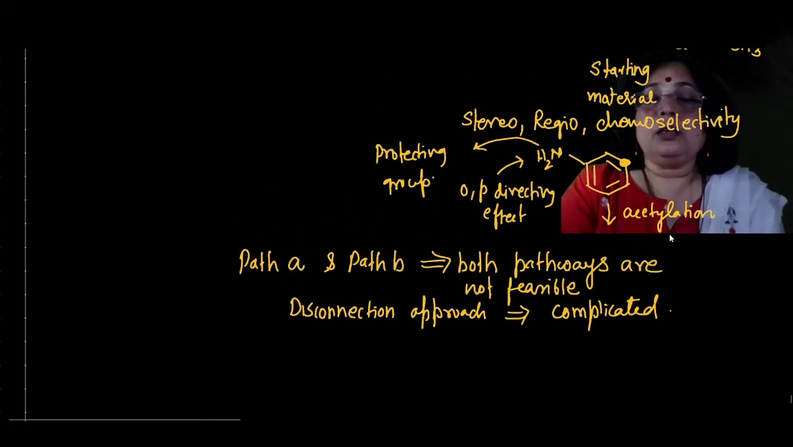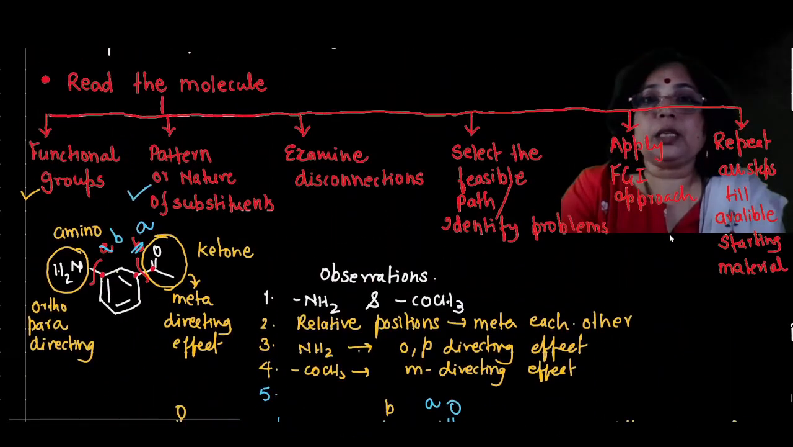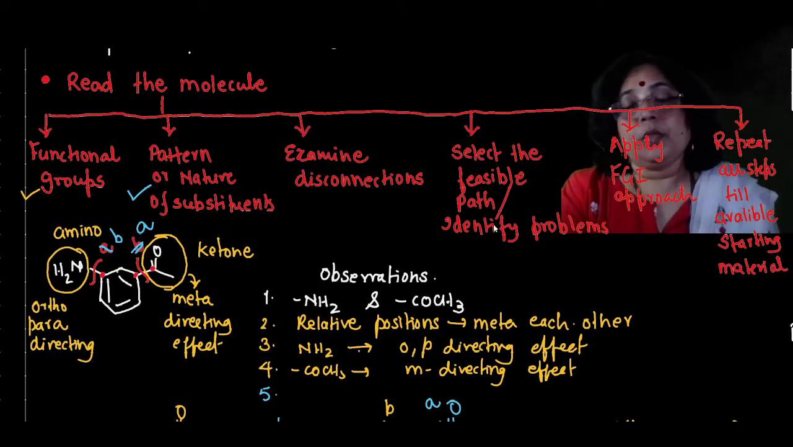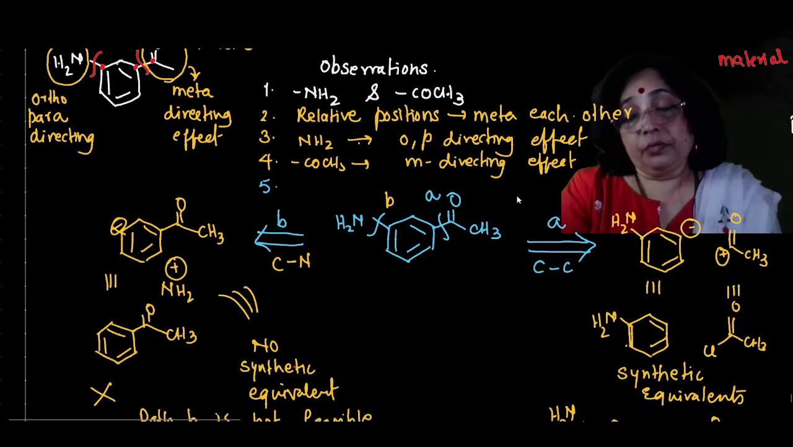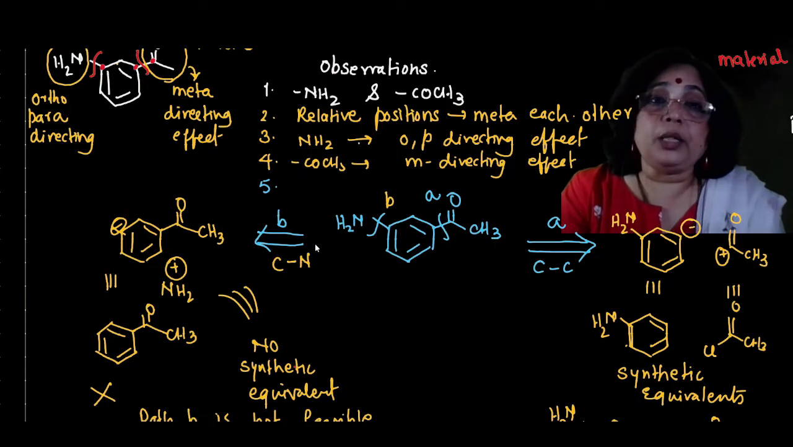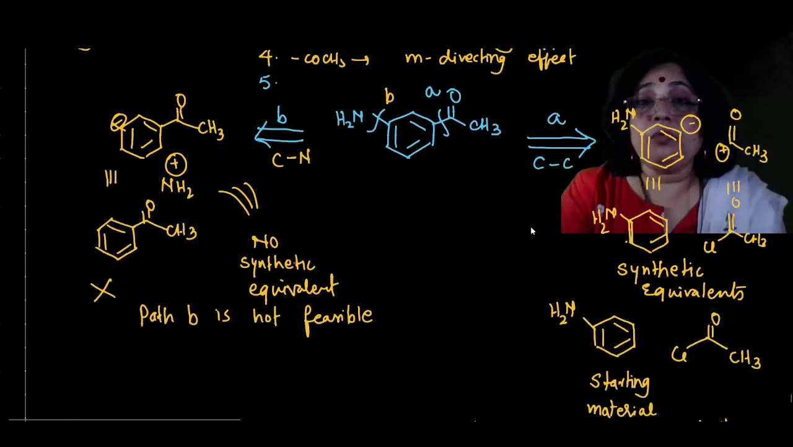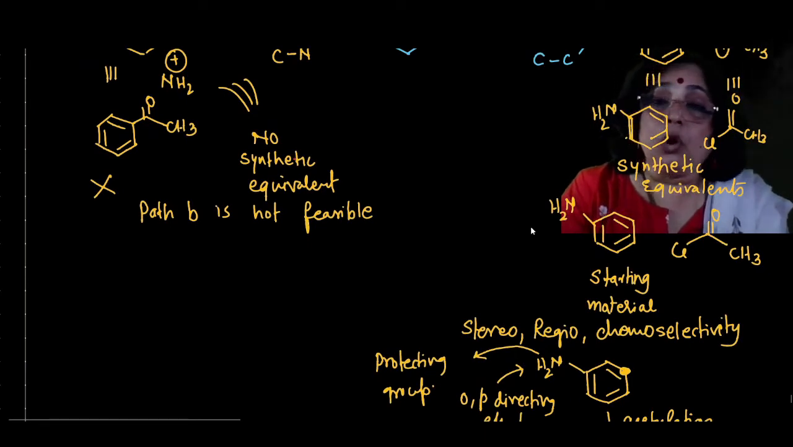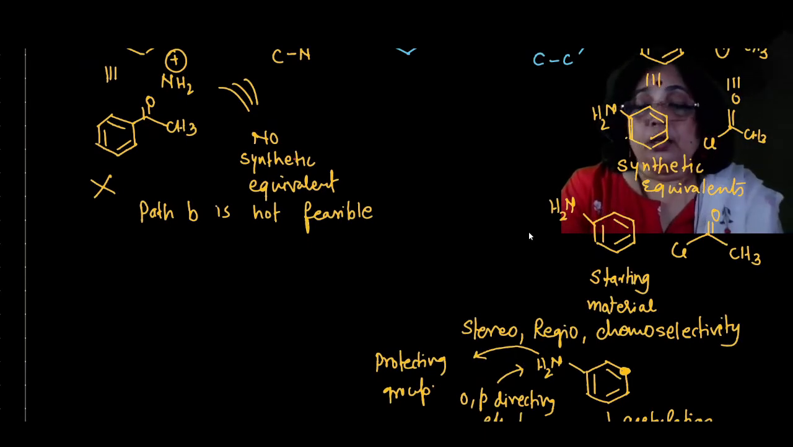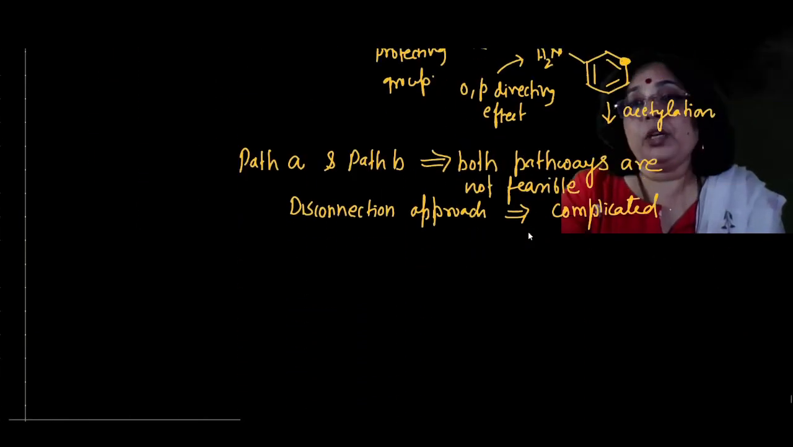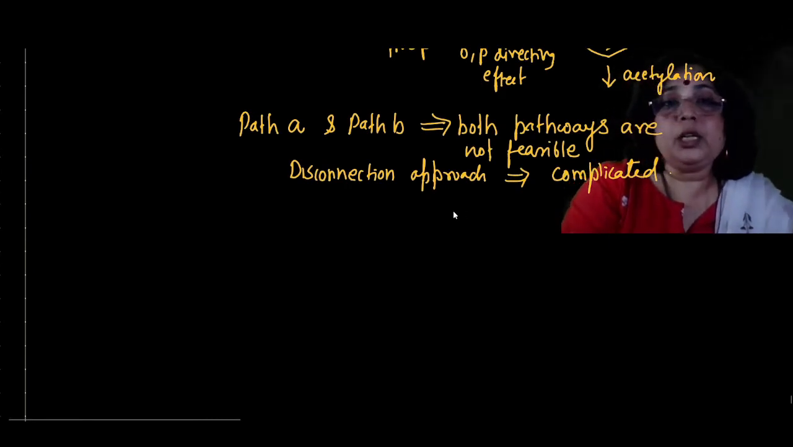Now let us move towards the next criterion, that is, select the feasible path and identify the problem. We tried to select the proper pathway, but we found that no pathway is the right pathway for obtaining the starting material. The reason is there is a chemoselectivity problem. So the problem is also identified over here. The chemoselectivity is the major problem.